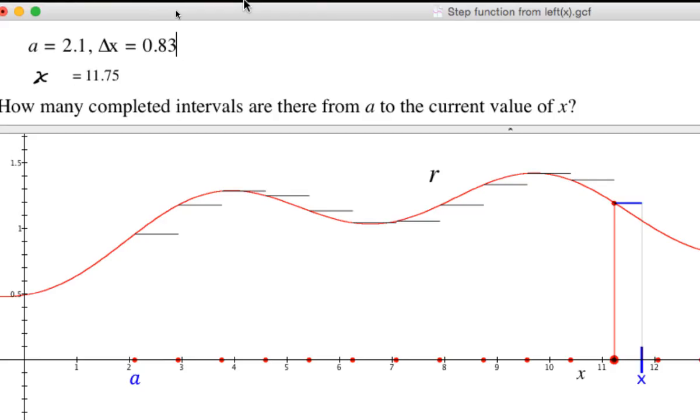There we go. Maybe that's better. Do it however you can. How many completed intervals are there between A and X? If A is 2.1, X is 11.75, and delta X is 0.83. No, this is a new example. If you do the example on the paper, it's kind of a mess. So we'll start with an easier example. So this is a different example than the paper.